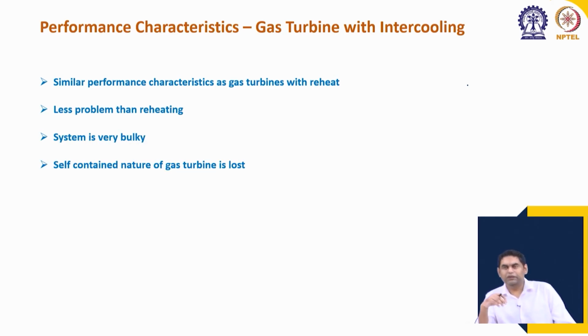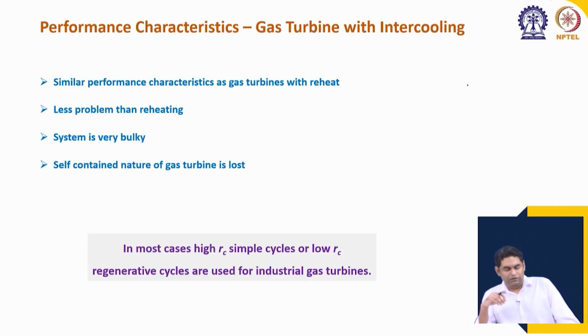And another major drawback is that the self contained nature of the gas turbine is lost. Now, the gas turbine depends on an external water supply which is needed for running the heat exchanger, the intercooler. So, the self contained nature is lost. You are dependent now on your surrounding supply.